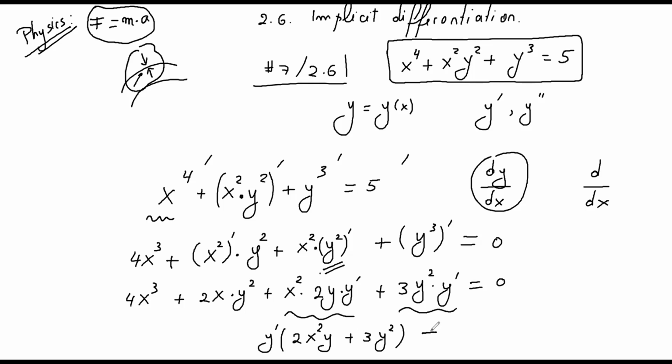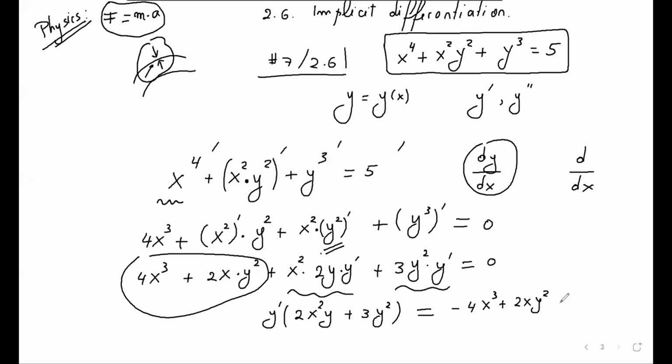And I'm going to say equals. And I'm going to move these other guys to the other side of the equation. So equals, and I'm going to say negative 4x cubed plus 2xy squared. And there we go. I have an equation at the bottom here, and the equation is easily solvable.